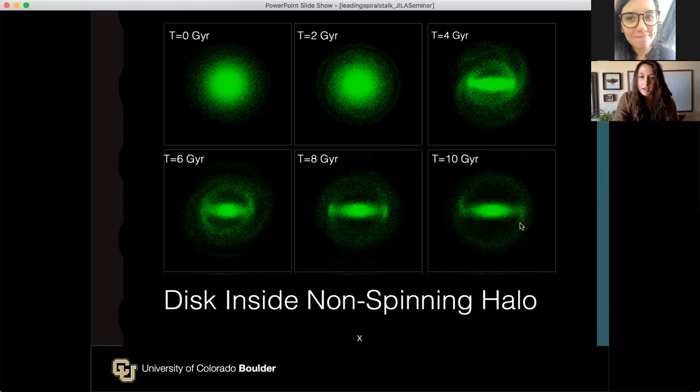They move outward as angular momentum moves outward. So this is the standard picture in a non-spinning halo. This is just how bars form and how spiral arms come to be in a bar-driven system.